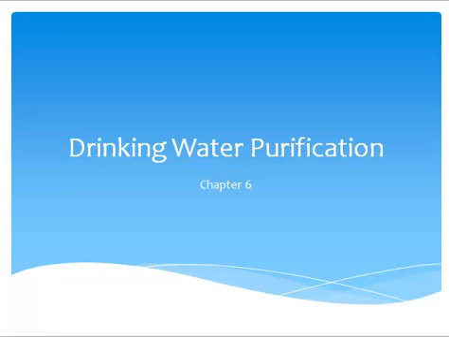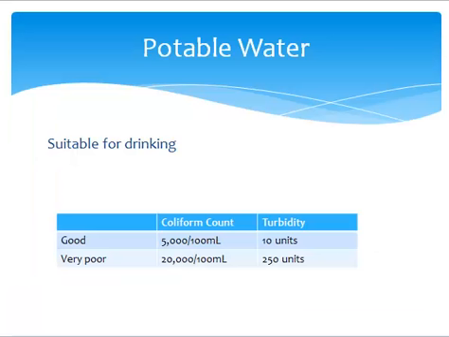Today, we will discuss drinking water purification, which can be found in Chapter 6 of your book titled Basic Environmental Technology by Jerry Nathanson. To do this, we must first discuss potable water, or water that is suitable for drinking. You can see here the counts for good water and very poor water, which must be extensively treated before being released for public use.